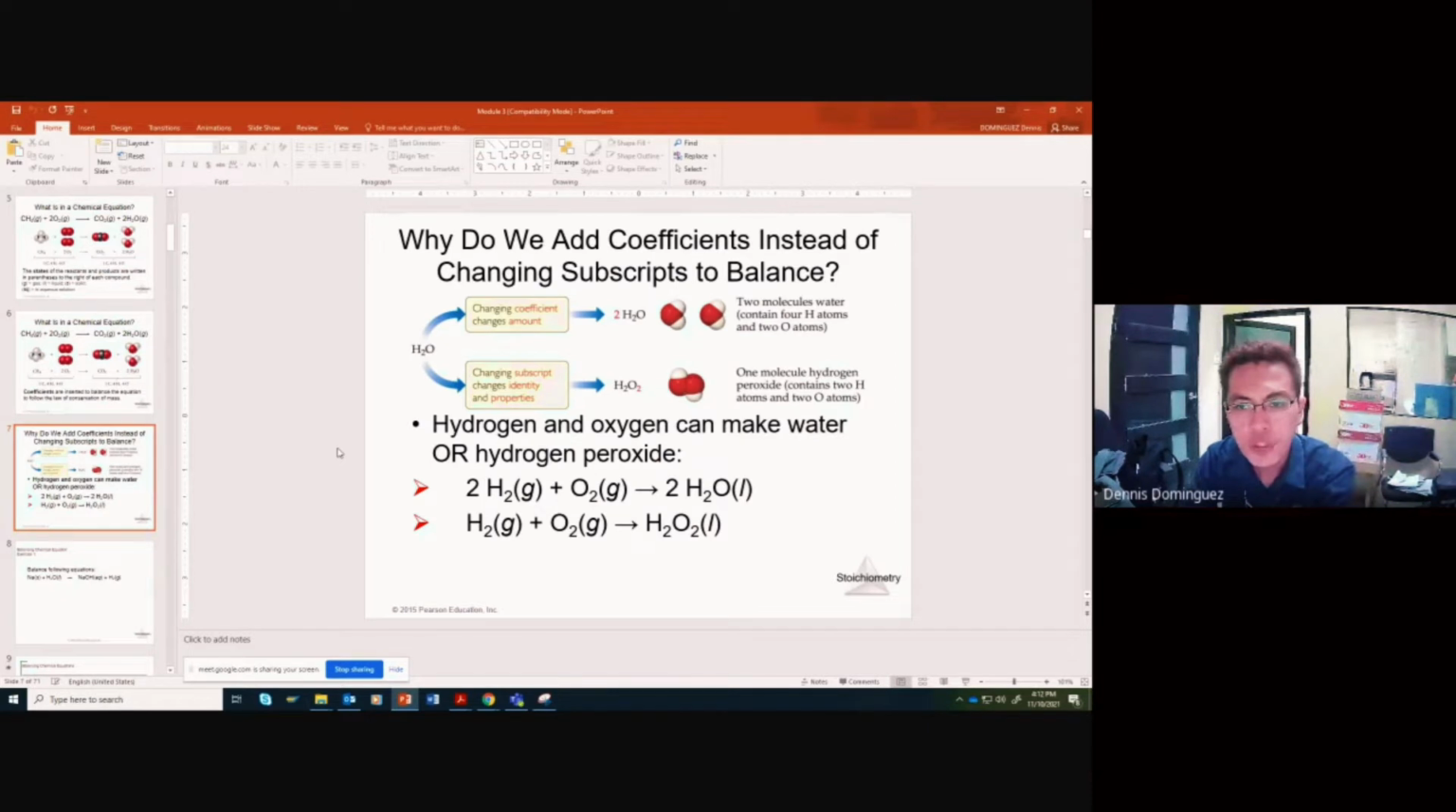So why do we add coefficients instead of changing subscript to balance? It's because malahi iyang itsura, no? Kung i-change na nimong coefficient, ang amount ang may tabo. So kung, for example, mag-add mo butang kag coefficient na 2, so meaning there are 2 molecules of water in that specific equation or reaction. Well, kung himuon nimong subscript ang 2 instead na coefficient, ang may tabo isang identity na sa imuhang water. So may taboan na is ma-change ang iyahang identity sa imuhang compound.